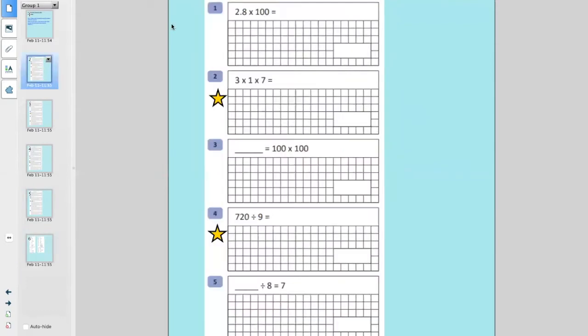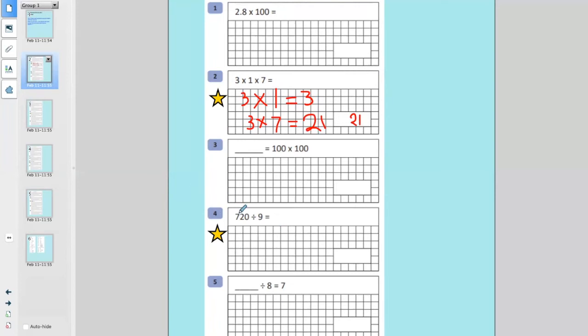Okay, so for question 2, we have 3 times 1 times 7, and all we simply do is first start off with 3 times 1, and that gives us 3. And then we take our answer 3 and multiply it by our final number, which is 7, and 3 times 7 should give us 21. So if you got 21 as your answer, well done.